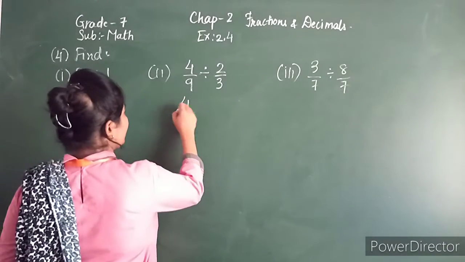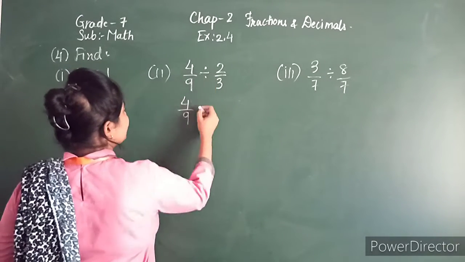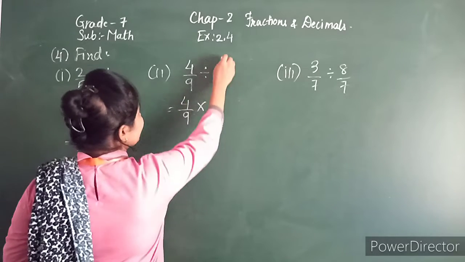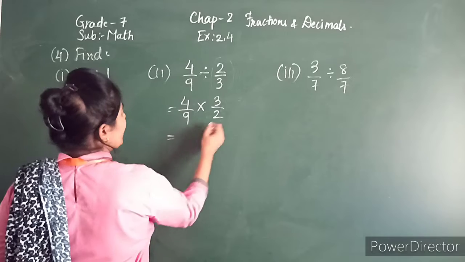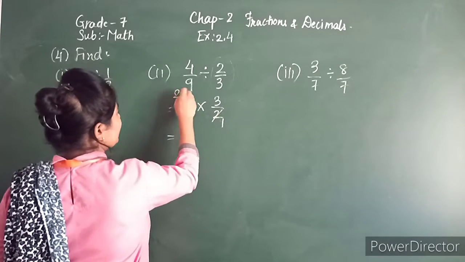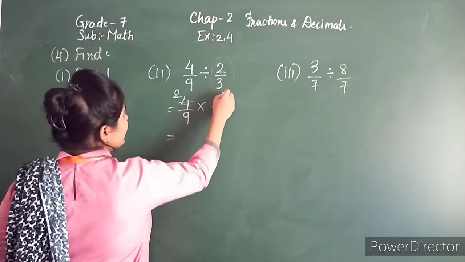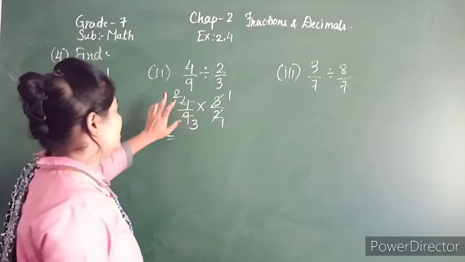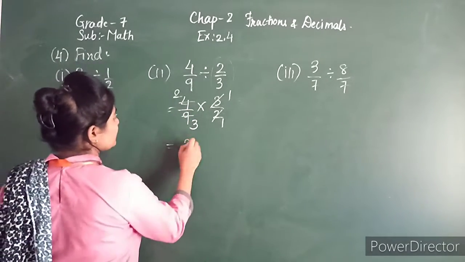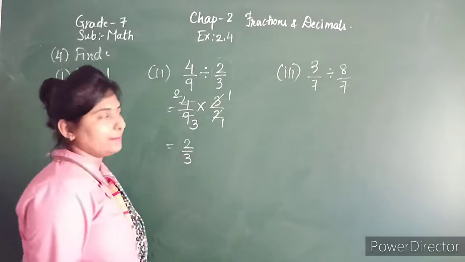Here 4 upon 9 is given, and if we change this sign, then this number will be the reciprocal. So it is 3 upon 2. Now 2 ones are 2, 2 twos are 4. So here 3 ones are 3 and 3 threes are 9. So the thing is possible. So here our answer is 2 upon 3.